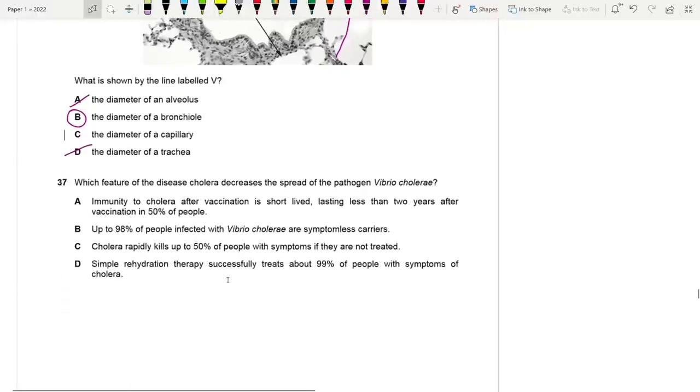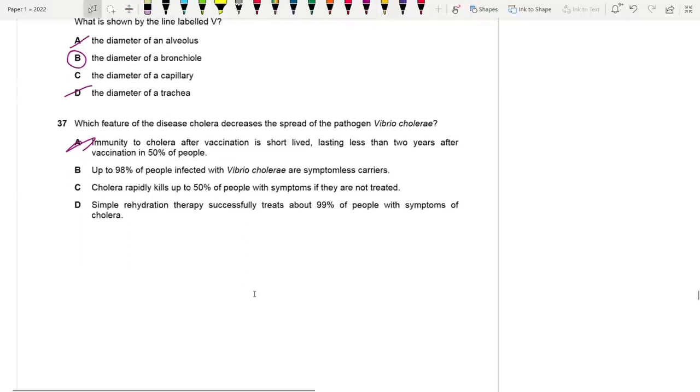37. Which feature of the disease cholera decreases the spread of the pathogen Vibrio cholerae? Immunity to cholera after vaccination is short-lived. So this doesn't help really, right? Up to 98% of people infected with Vibrio cholerae have no symptoms. This is wrong because it helps in the spread. We don't know who are cases or carriers. Cholera rapidly kills up to 50% of people with symptoms if they are not treated. This is correct. If the person dies, they can't transmit it, right? That's the thing.